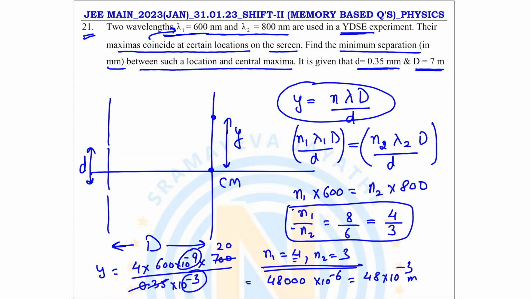Okay, so we have to find the answer in millimeter. So this can be written as 48 millimeter. So the answer is 48. Be careful about the units. The answer is in millimeter. So don't mark the answer as 0.048 meter. The answer is 48 millimeter.